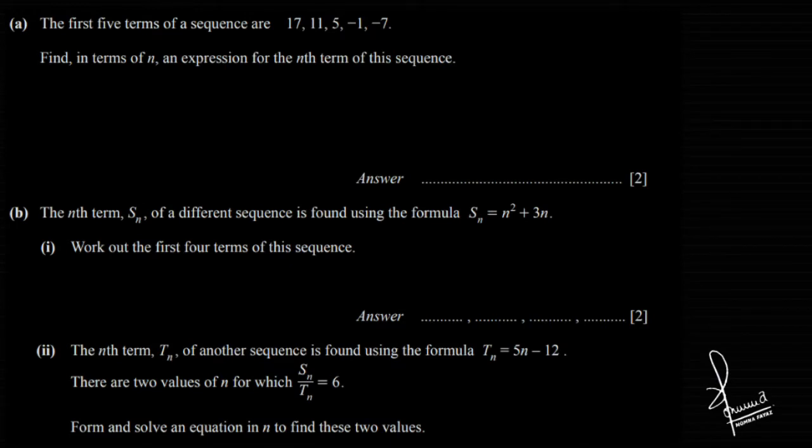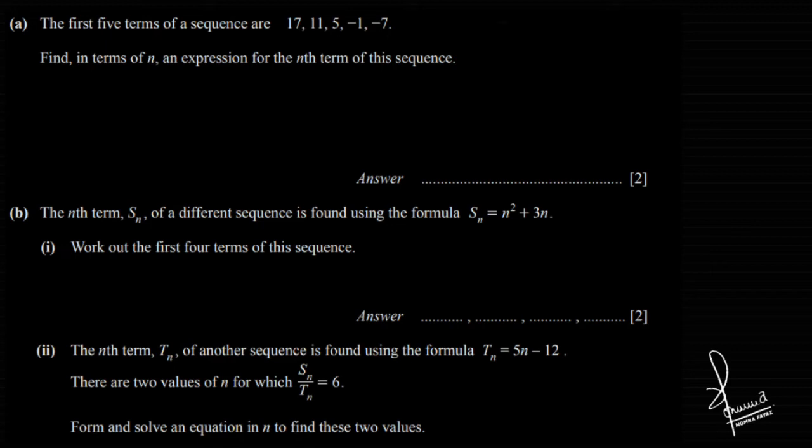The first part says that you have the first 5 terms of a sequence 17, 11, 5, minus 1, minus 7, and you want to calculate an expression for the nth term of the sequence. अब सबसे पहली चीज़ अगर आपने expression निकालना है, you need to identify कि वो sequence है क्या. So let's try to calculate the first difference.